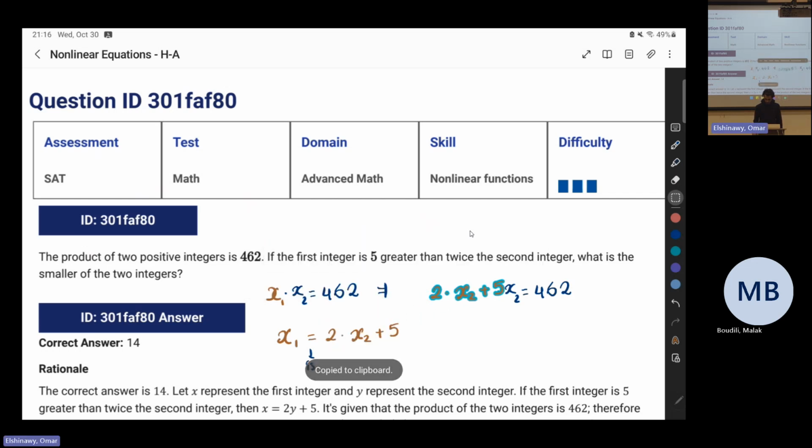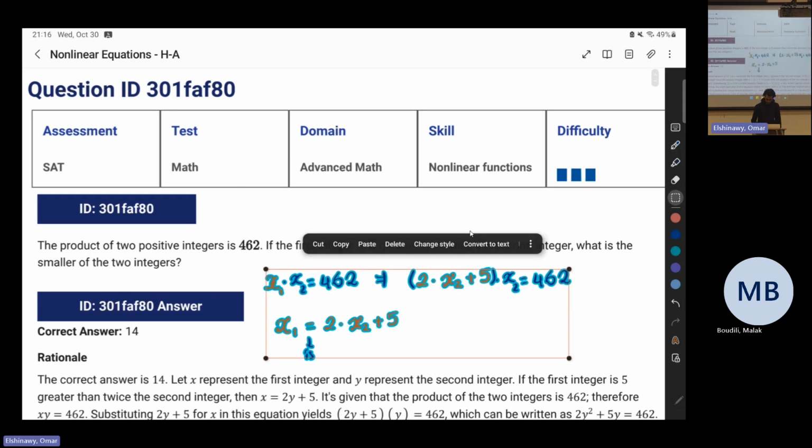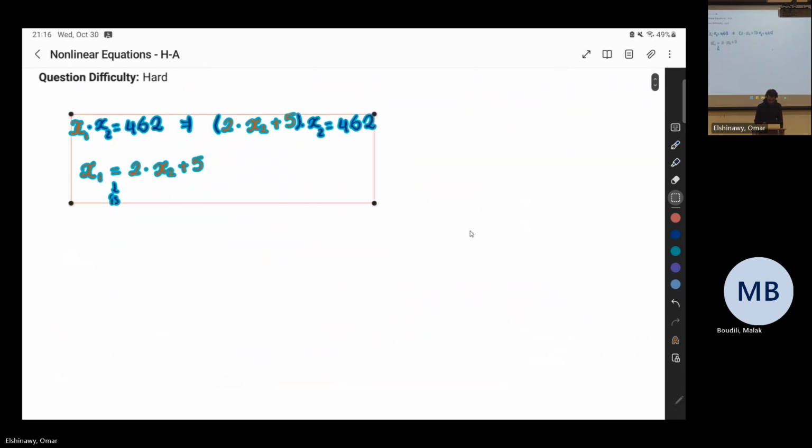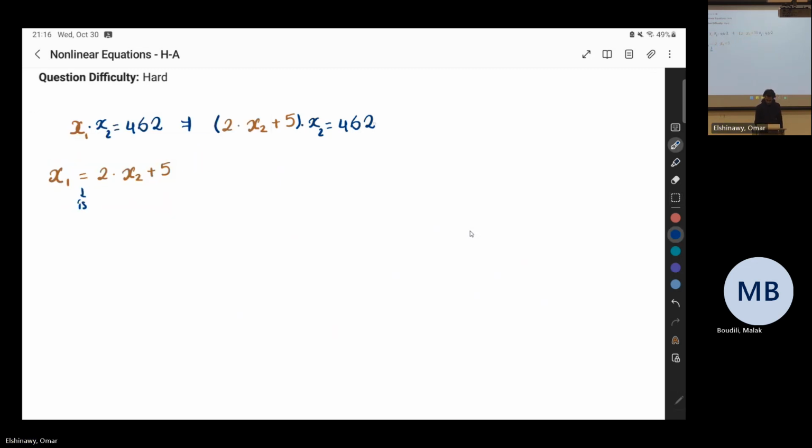Don't forget to put it in brackets. And you need to solve this. To do so, you need to do the following. Forget about all of this nonsense. If you distribute this part on the right, you will get 2x2 squared plus 5x2 is equal to 462.